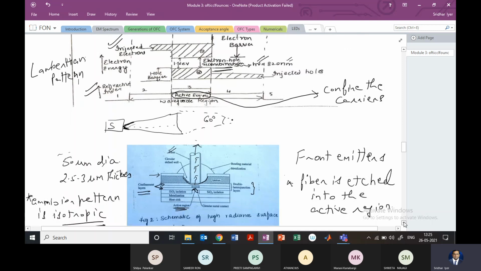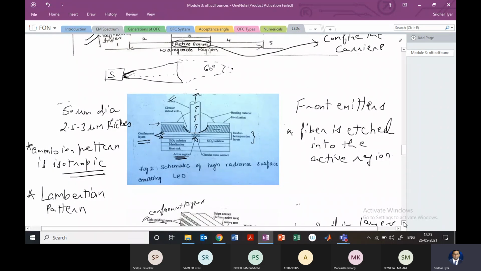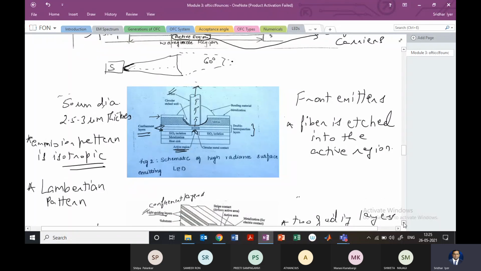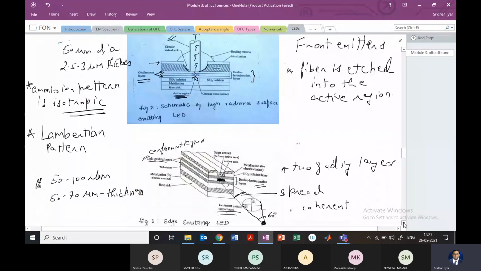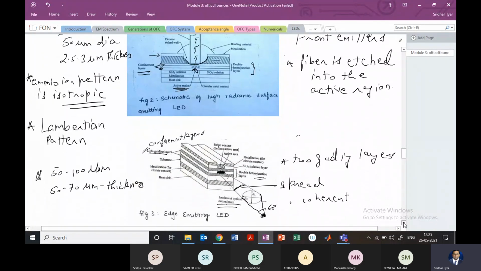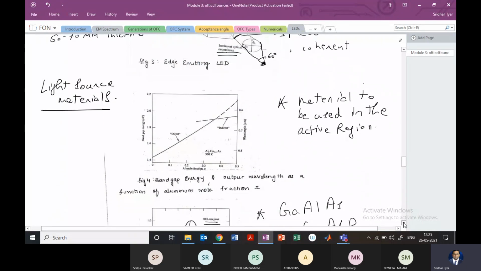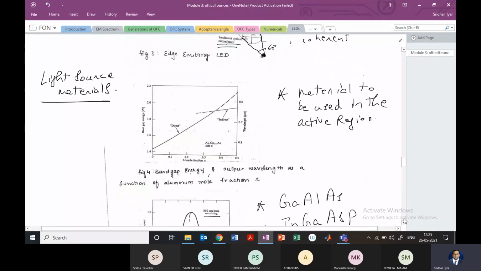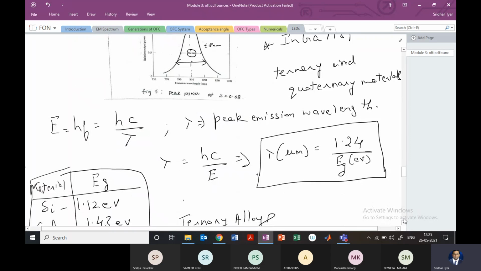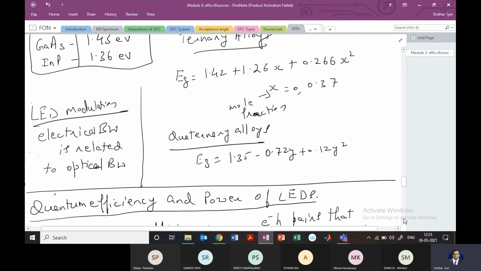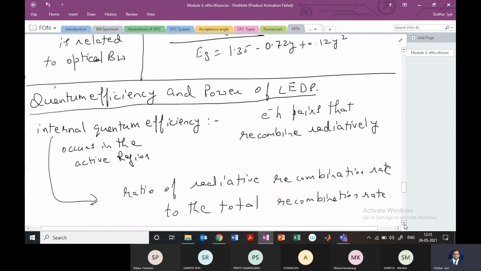Then we looked at the types of LEDs. I'm not going to go into the detail of that. It's more theoretical, but I've shown the diagrams here of the front emitter or the surface emitter and the edge emitter, and what is the difference between the two. And lastly, we discussed the light source materials. We have not gone deep into the chemistry aspect, but what are the different alloys that we can mix, the ternary and the quaternary.